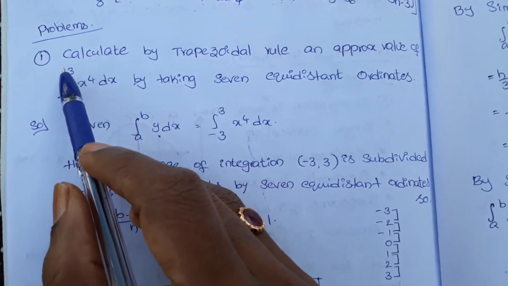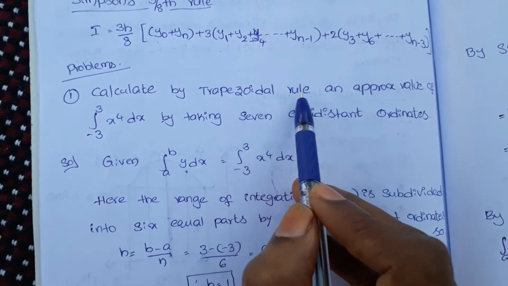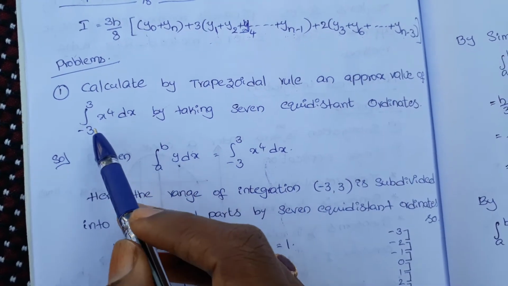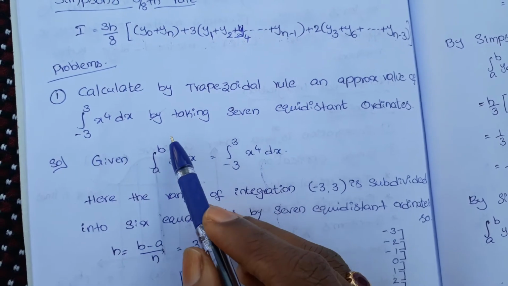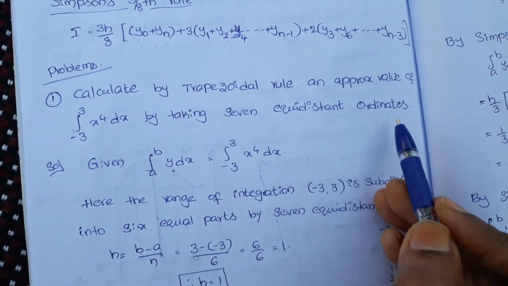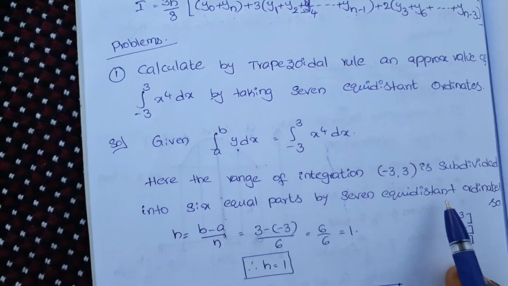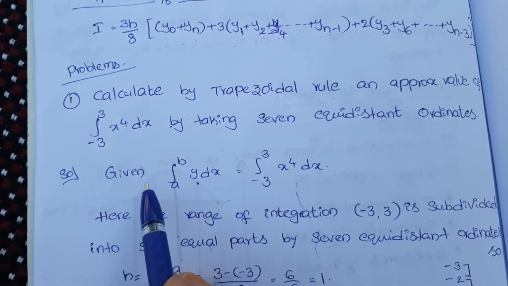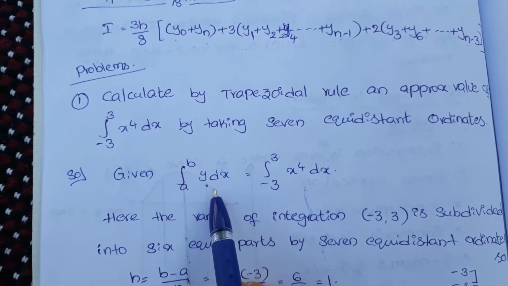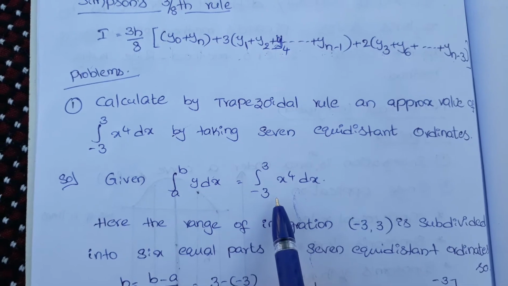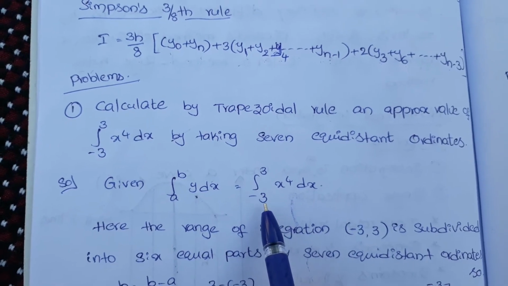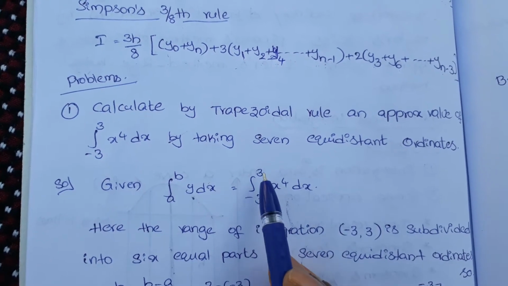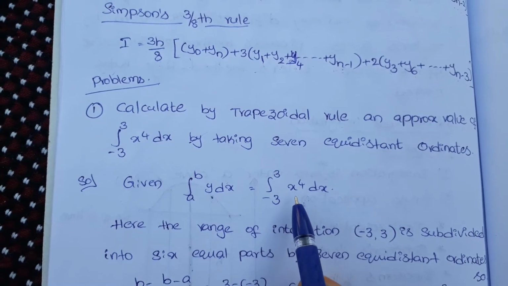So this is the problem. Calculate by the trapezoidal rule an approximate value of the integral from minus 3 to 3 of x power 4 dx by taking 7 equidistant ordinates. So the given function is here. This is the solution. The given integral is integral a to b y dx. This is the function. The limits are minus 3 to 3, x power 4 dx. That means the a value is minus 3, the b value is 3. The function is x power 4.